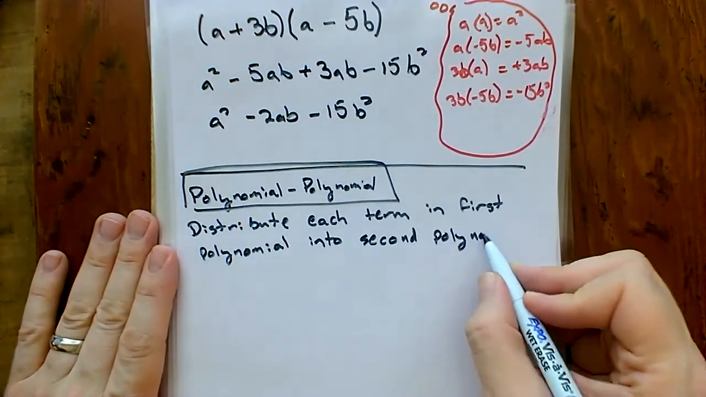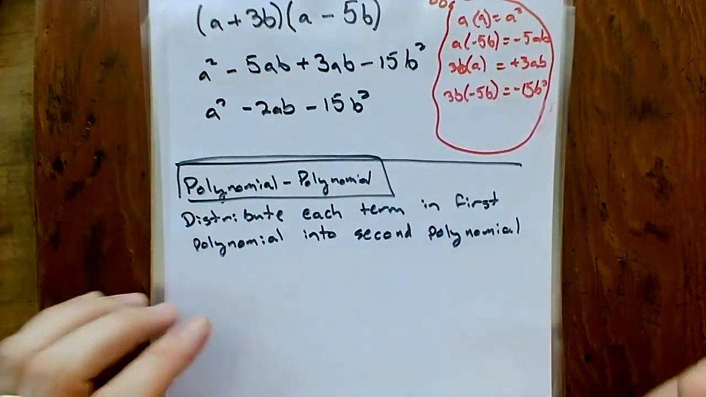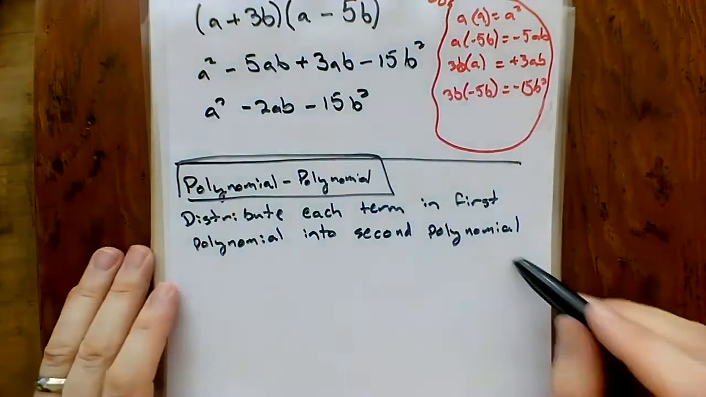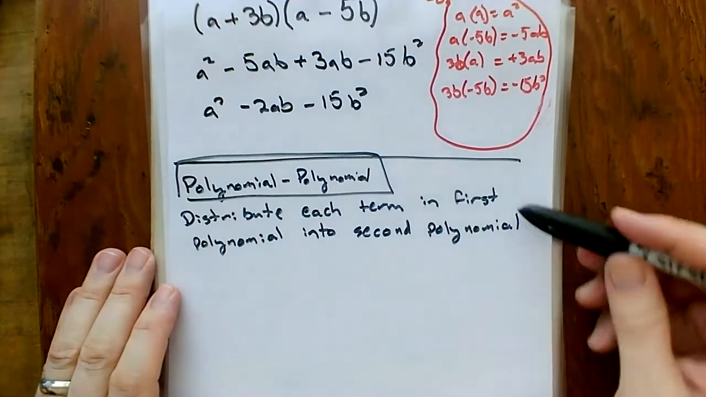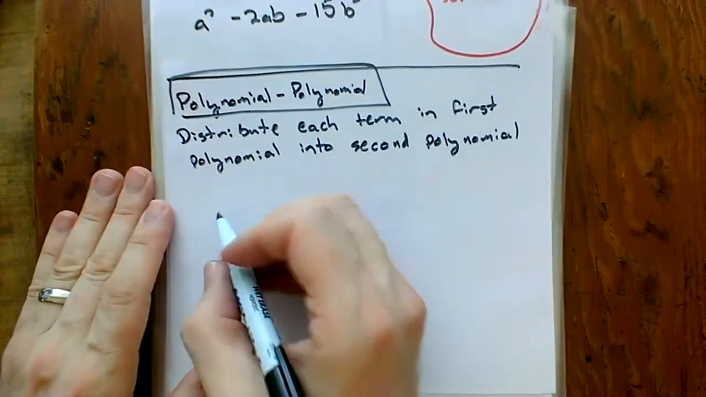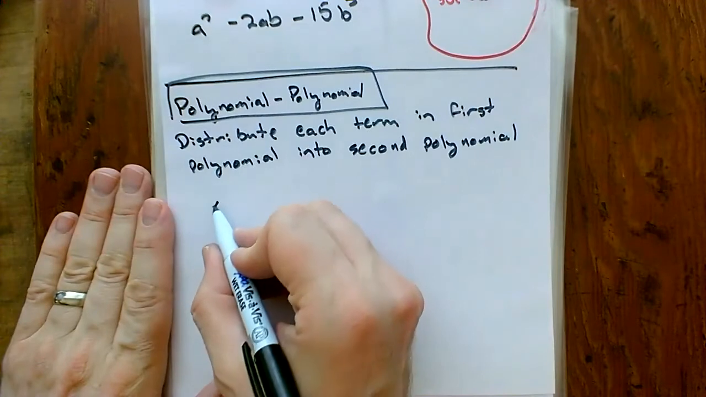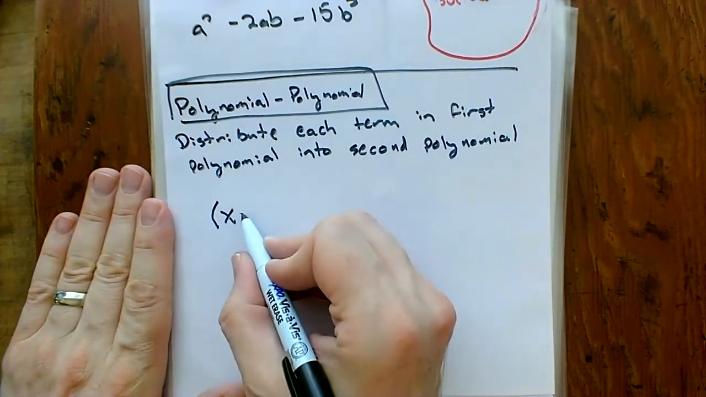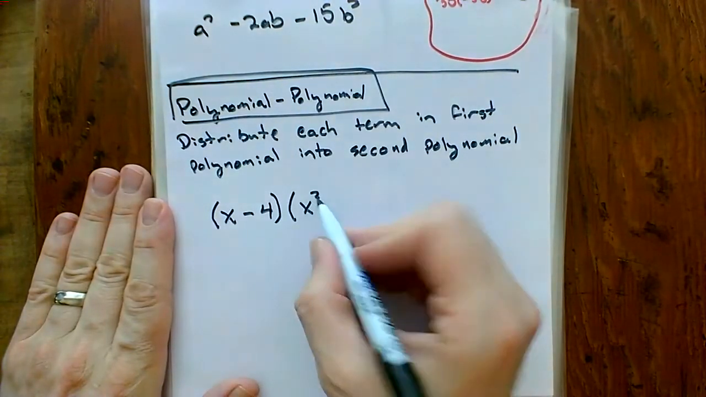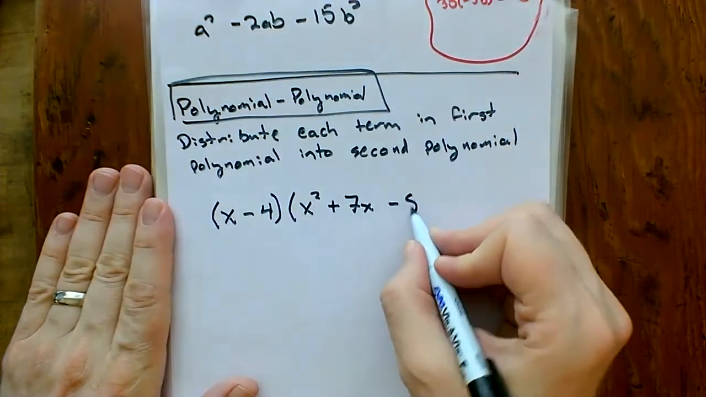Now, I'm going to show you the traditional way of organizing this, and I'm going to show you another way that I think is very helpful to keep things organized and will help you keep track of terms, because there's going to be a lot of terms for us to deal with here. So let's say I'm going to start with a binomial times a trinomial. And I'm going to start with x minus 4, and I'm going to multiply this by x squared plus 7x minus 8.